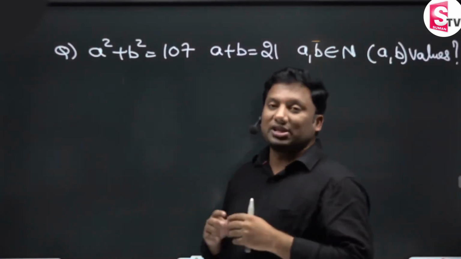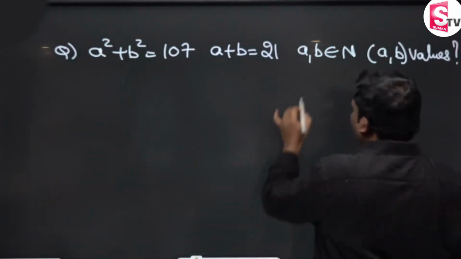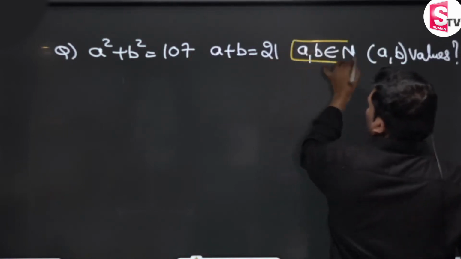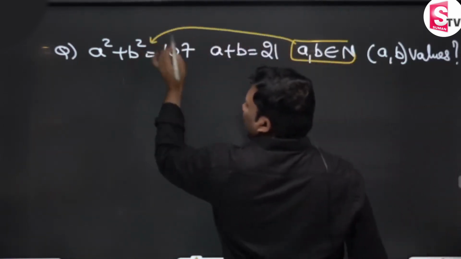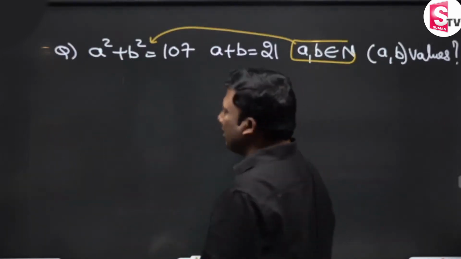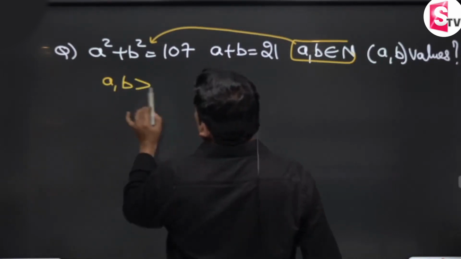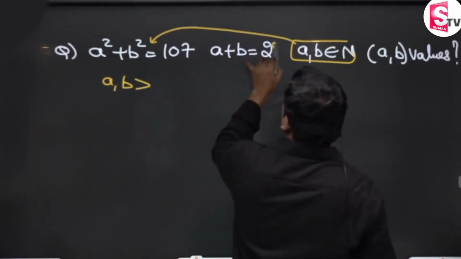Because you listen to this class, suddenly your mind will shift to Anil Nair's way of learning. a and b are natural numbers. If a and b are natural numbers, a square plus b square equivalent to 107. Immediately, a and b, let me take it as 29.